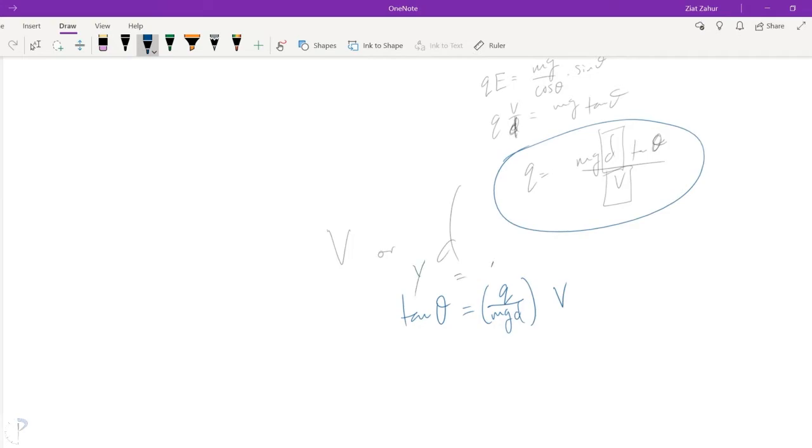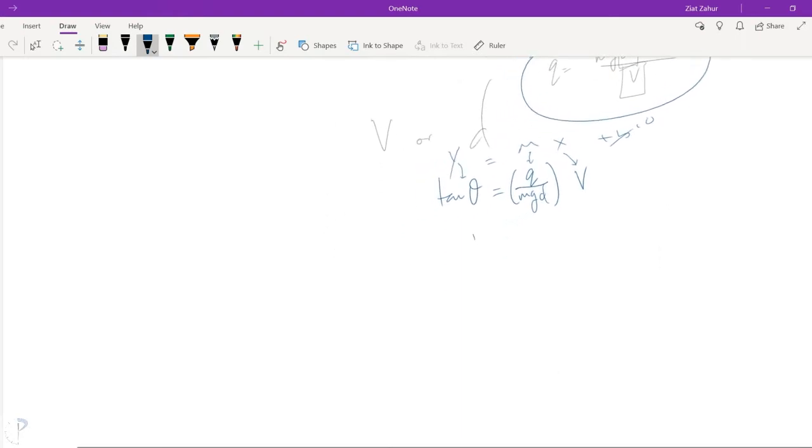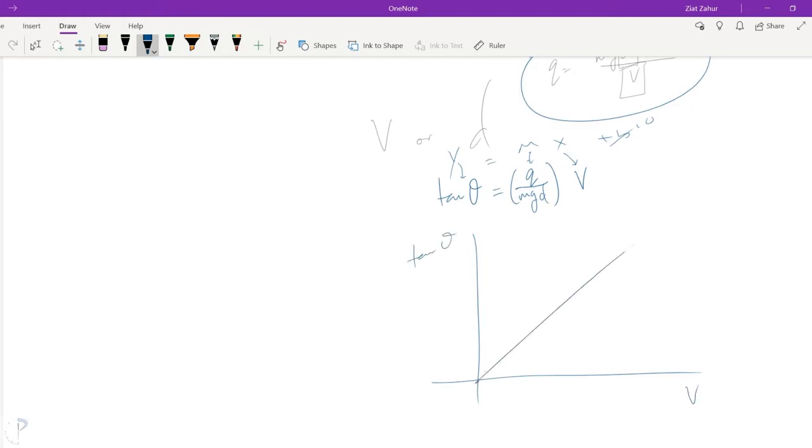y is equal to mx plus b. B is 0, so we're just going to ignore it. Whatever's in front is our slope. V is the x-axis, and y is tangent. So I have to graph tangent of theta versus voltage. And when I do that, the slope would be Q divided by mgd. And then from the slope I can isolate Q and solve for Q.